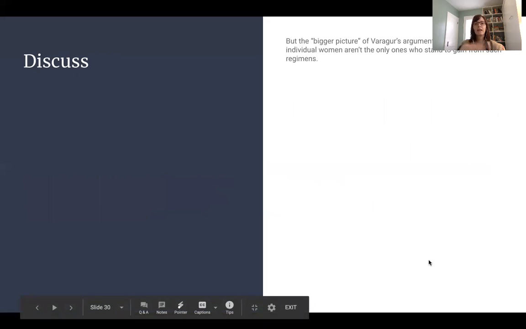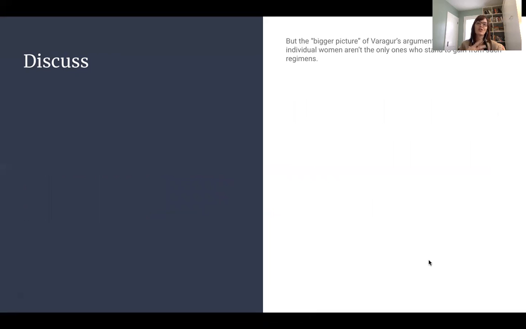Okay, so that would be an individual woman's internal motivations, right? How she's rewarded by society at large by fulfilling these societal expectations of her gender roles. Okay, but the bigger picture of Vargar's argument suggests that individual women aren't the only ones who stand to gain from such regimens.